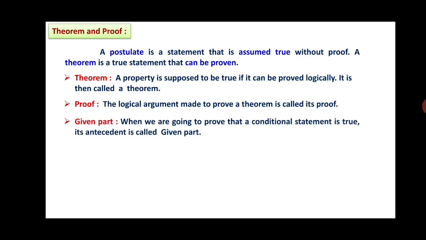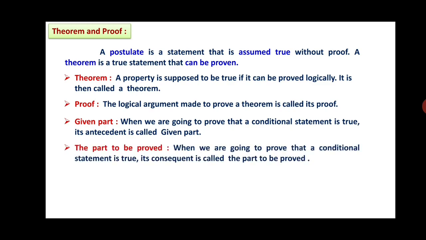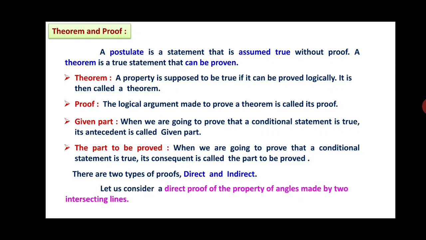Given part: when we are going to prove that a conditional statement is true, its antecedent is called the given part. The part to be proved: when we are going to prove that a conditional statement is true, its consequent is called the part to be proved. Friends, there are two types of proofs. One is direct and another is indirect. Let us consider a direct proof of the property of angles made by two intersecting lines. How the theorem can be written, that we will see step by step.